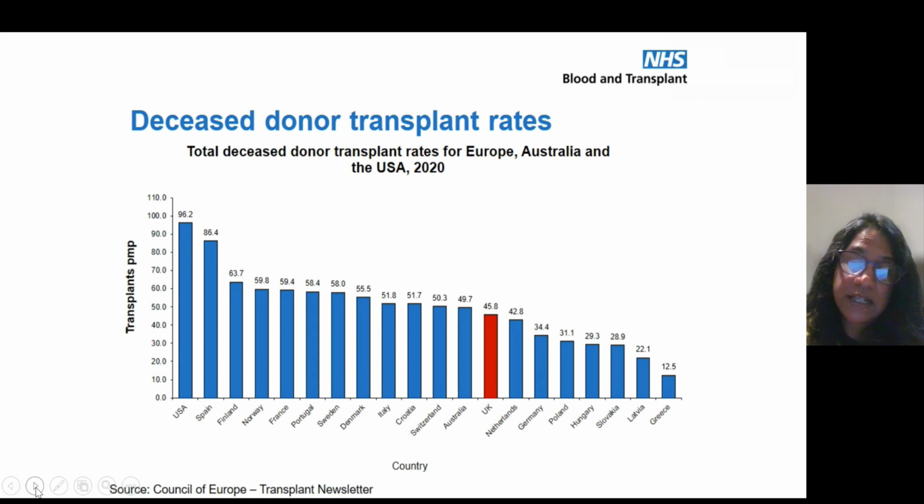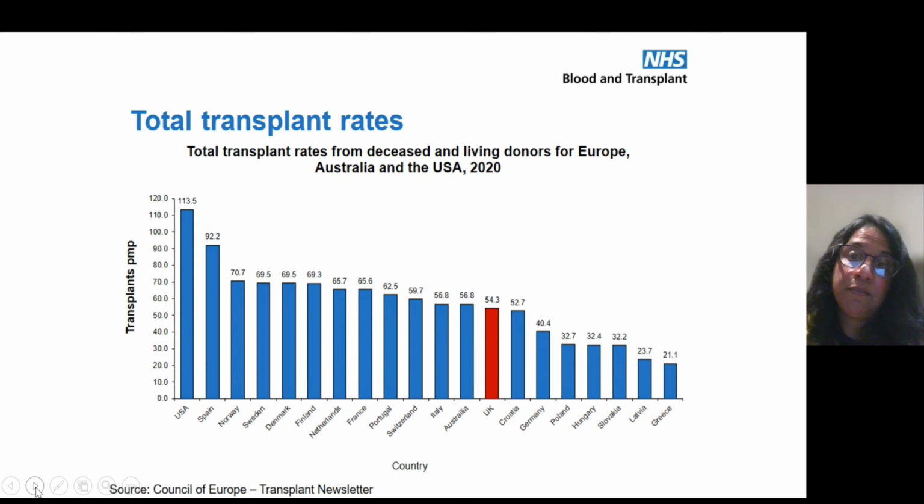The deceased donor transplant rates in the UK in 2020 were 45.8 transplants per million population. This is less than Australia and far less than the United States, which is at 96.2, and Spain, which is at 86.4. What is noteworthy is that the United States of America is an opt-in system and Spain is an opt-out system. The United Kingdom very recently has moved to an opt-out system. The total transplant rates from living as well as deceased donors in the United Kingdom is at 54.3 transplants per million population.